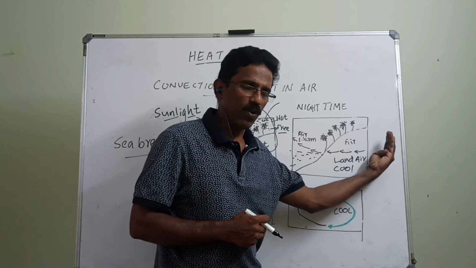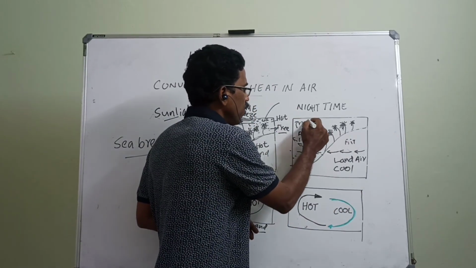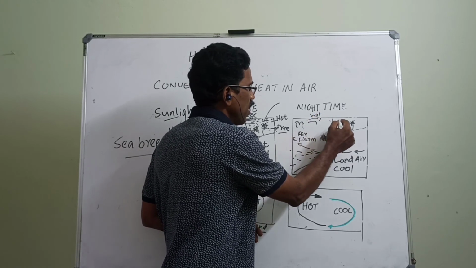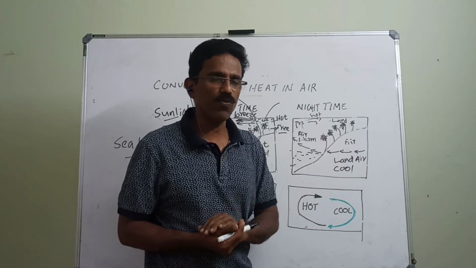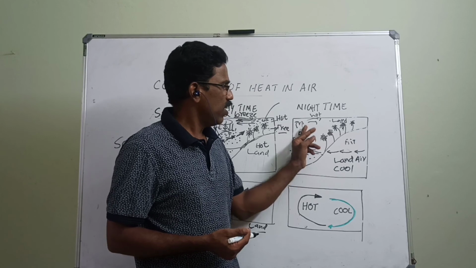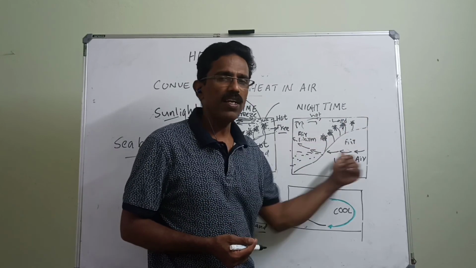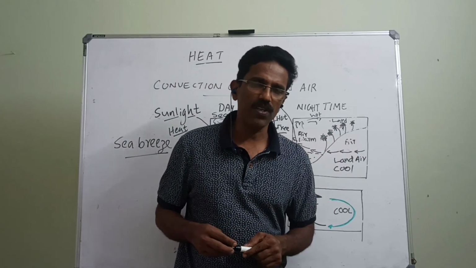This cool air always moves towards the hot air. And from here, this hot air moves towards the land. So in the upper surface of the atmosphere, hot air from the sea area blows towards the land to complete the cycle. So this is about land breeze and sea breeze.